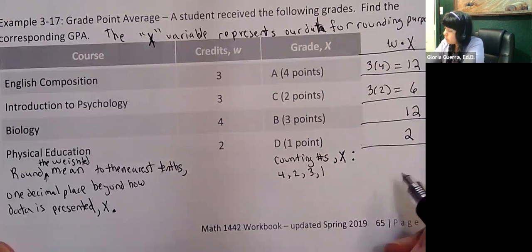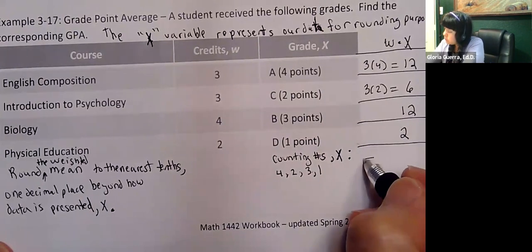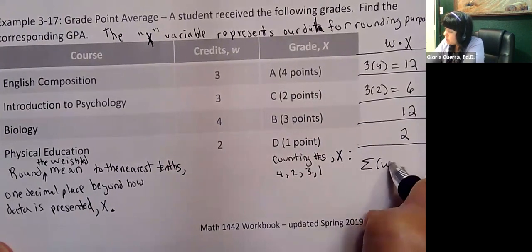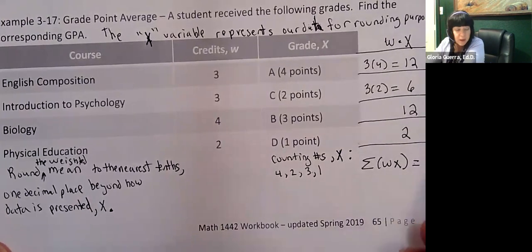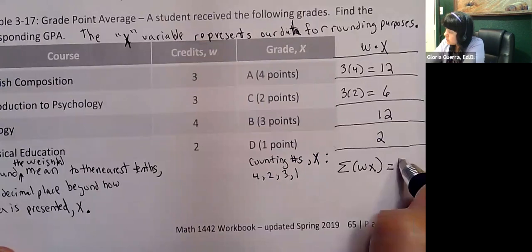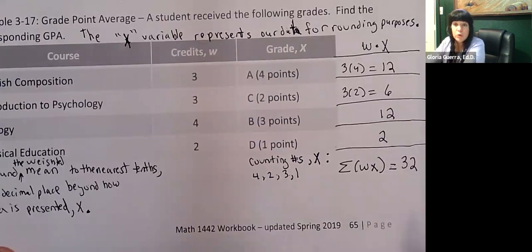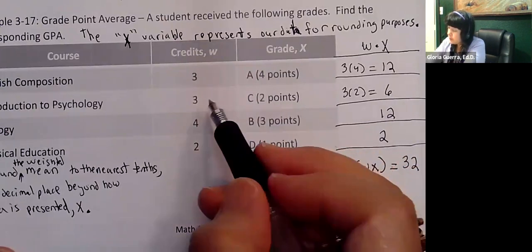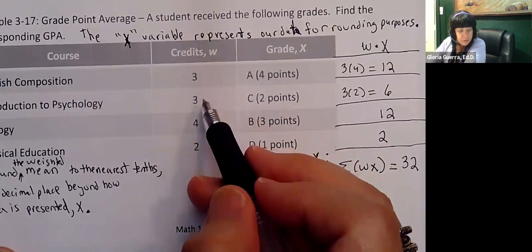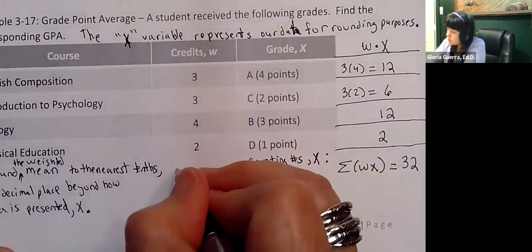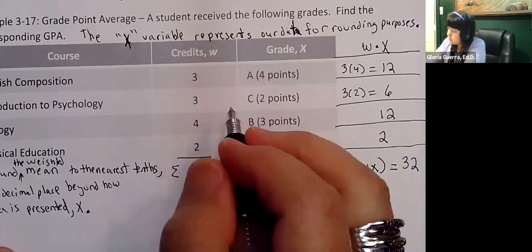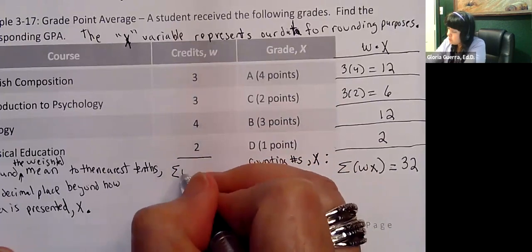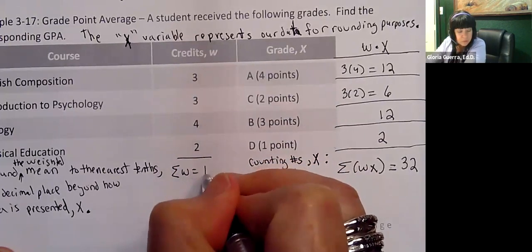And then when I do my total summation of the W times X, when we add all these up, this gives us a total of 32. I'm also going to add up the summation of my W's. When I add all these up, the summation of my W's is equal to 12.